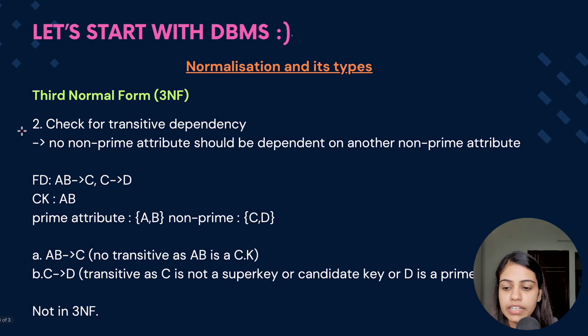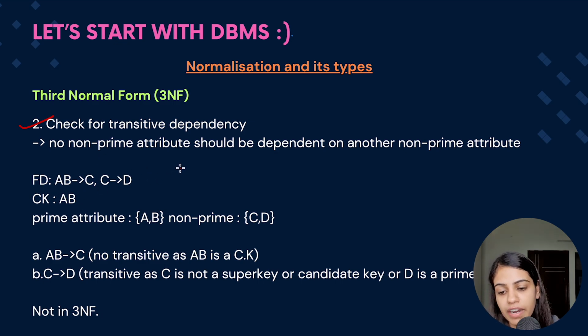Now in the next step, we need to check for the transitive dependency. If there is any transitive dependency, we can say that the given table is not in third normal form. If there is no transitive dependency, we can say that the given table is in third normal form only if the table is in second and first normal form. So always keep in mind that for a table to be in third normal form, it should always be in second normal form. If it's not in second normal form, we can't even say that the table is in third normal form.